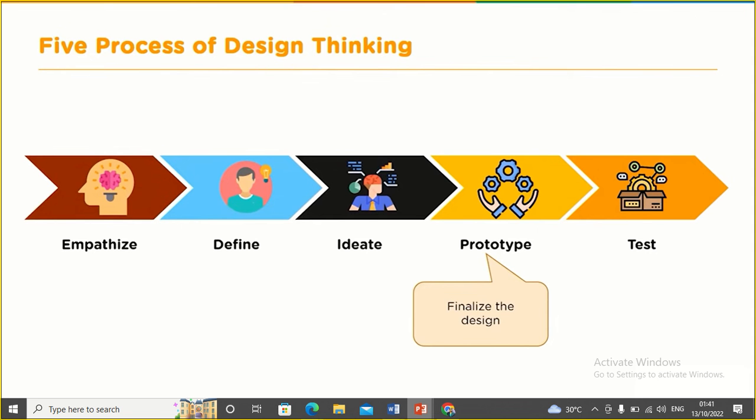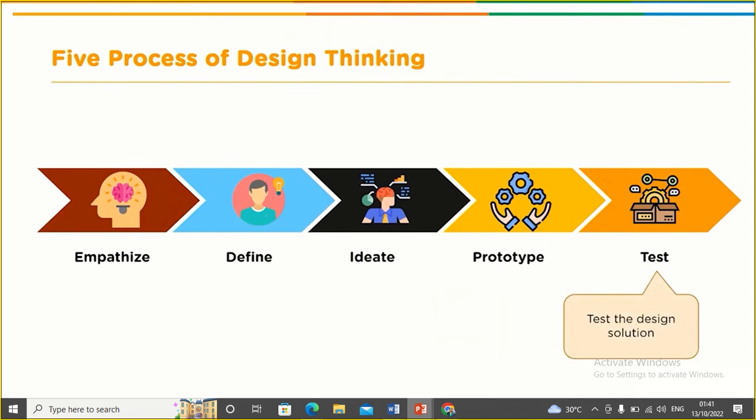And though this design thinking has 5 phases or 5 processes, there is no need for them to be done sequentially, and any step can be done once or multiple times, and these 5 processes can be done iteratively.